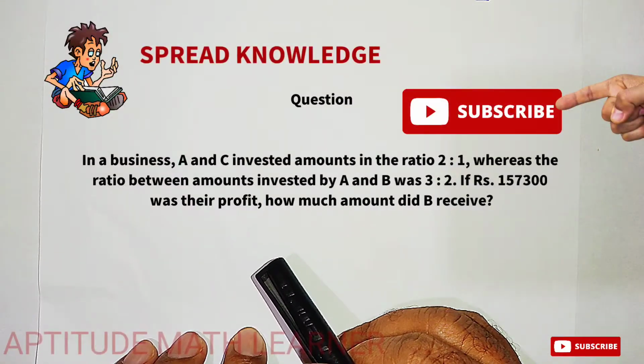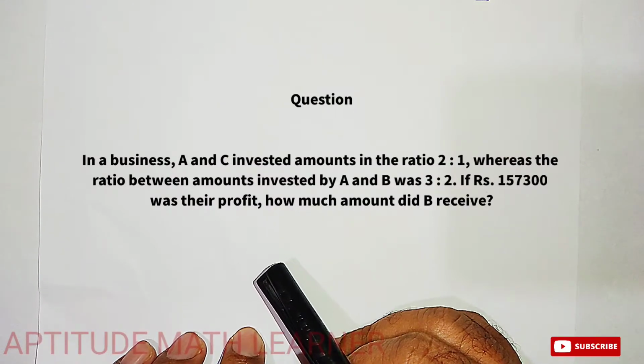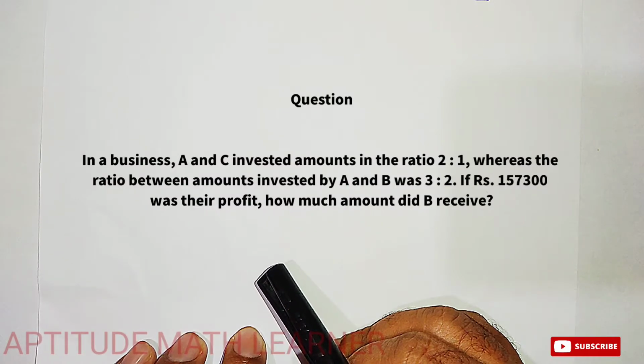Guys, today we have this question: in a business, A and C invested amounts in the ratio 2:1, whereas the ratio between amounts invested by A and B was 3:2. If 1,57,300 was their profit, how much amount did B get?